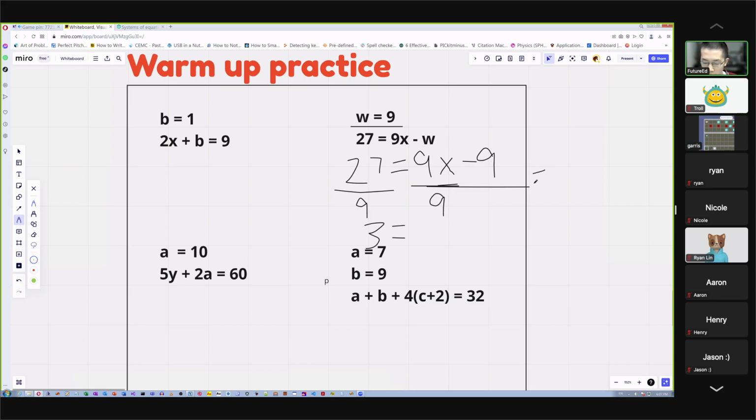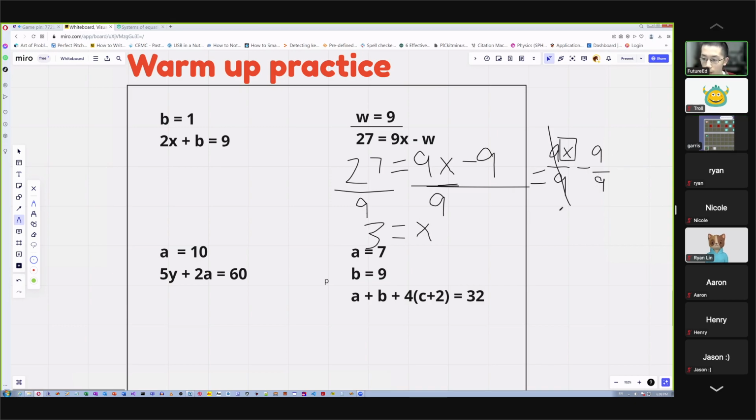Okay, I'm going to write this out so you know what we're doing here. We can write the right side as 9x divided by 9 minus 9 divided by 9. So what's 9x divided by 9? The 9s will cancel, right? All we have left is an x. So we have 3 equals x.